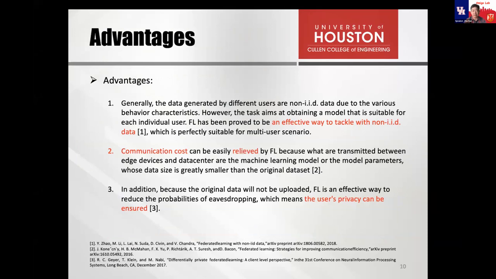The first advantage is that they can handle non-IID data. The 5 different blind people touch different places. For communication cost, you only need to communicate the machine learning parameters instead of the raw data. And then user privacy obviously can be saved.